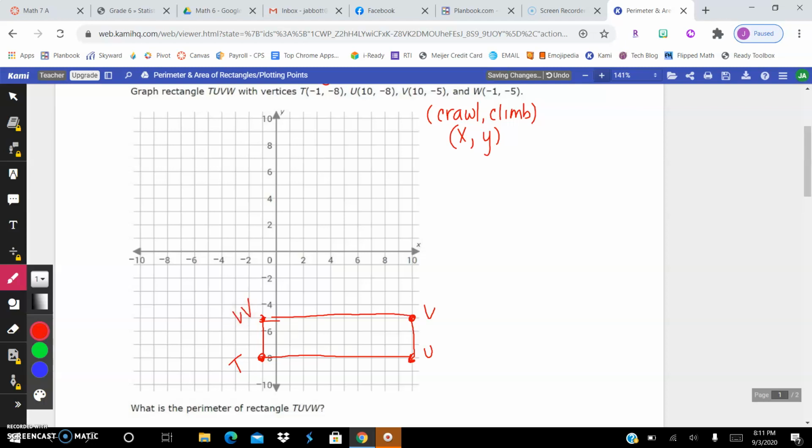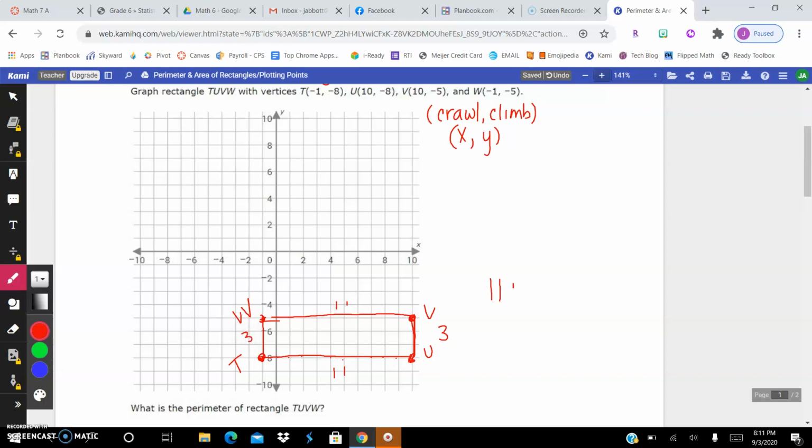Okay, so the question down at the bottom says, what is the perimeter of rectangle TUVW? So we need to count. I can see that going from U to V over here, I would go 3 squares, 3 spaces up. Going across the bottom, we would go 1, 2, 3, 4, 5, 6, 7, 8, 9, 10, 11. So the bottom is 11. That would make the top 11.